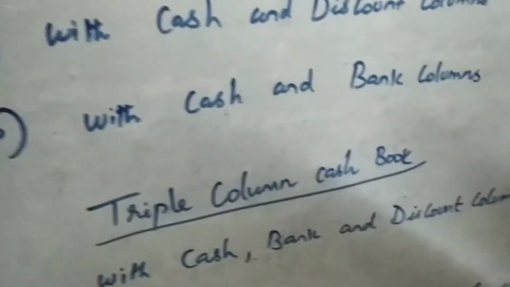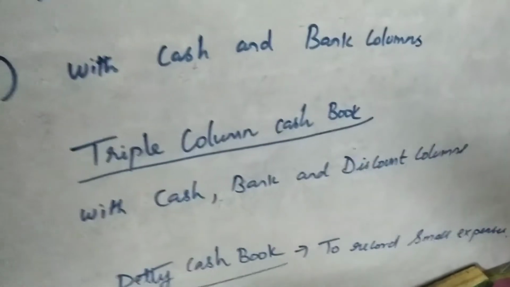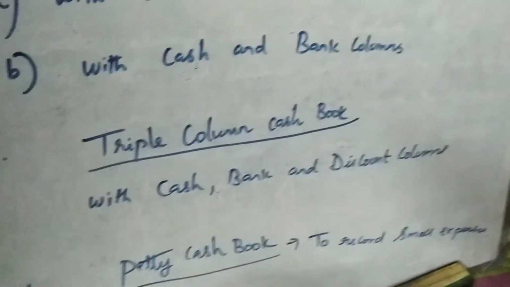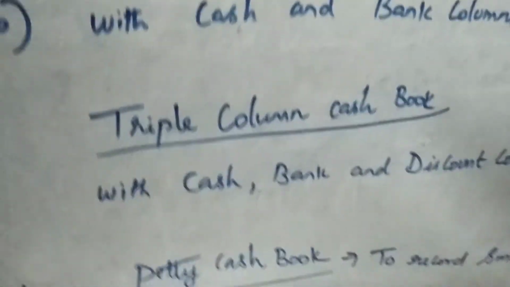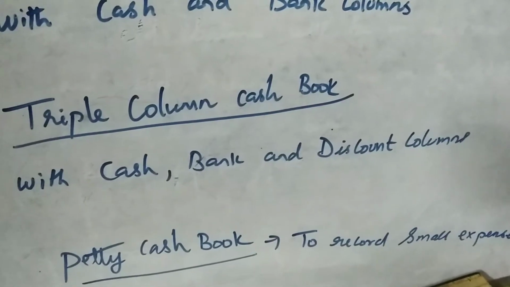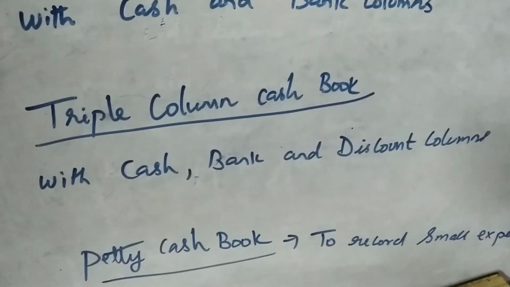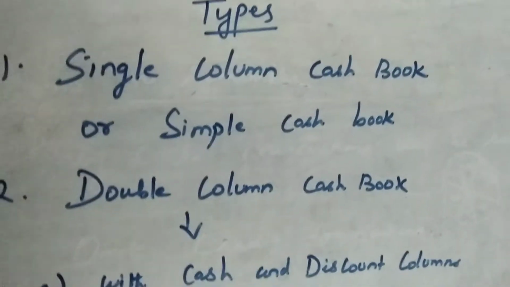Then triple column cash book. You will be having three columns: cash, bank and discount columns. And the fourth category is the petty cash book. Petty means small. To record all small expenses, you will be maintaining a cash book called the petty cash book. So these are the types of cash book.